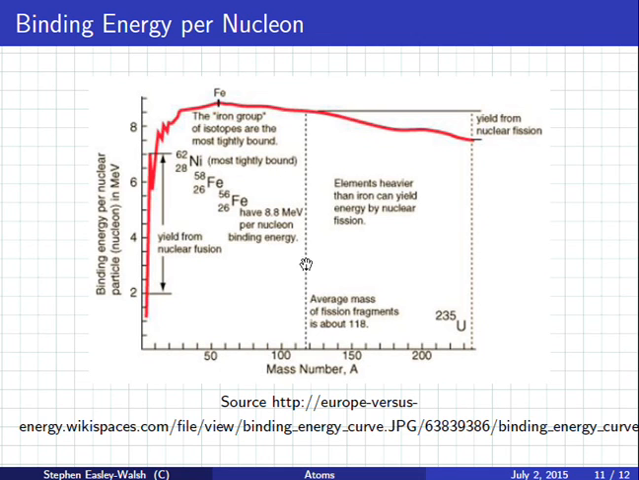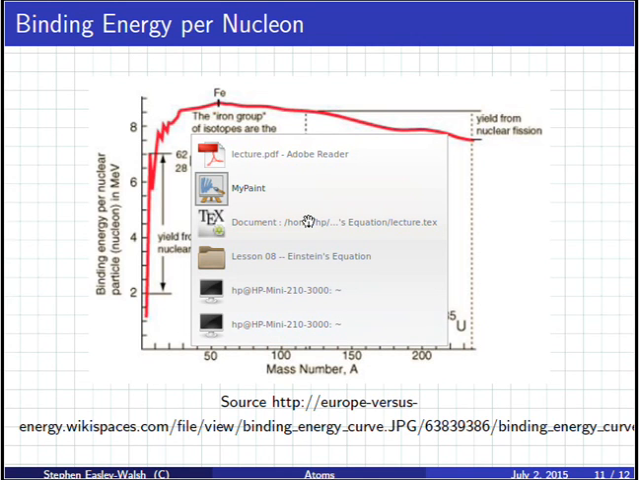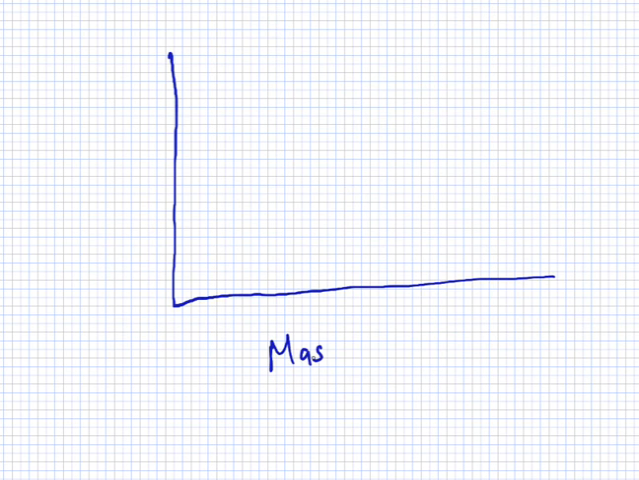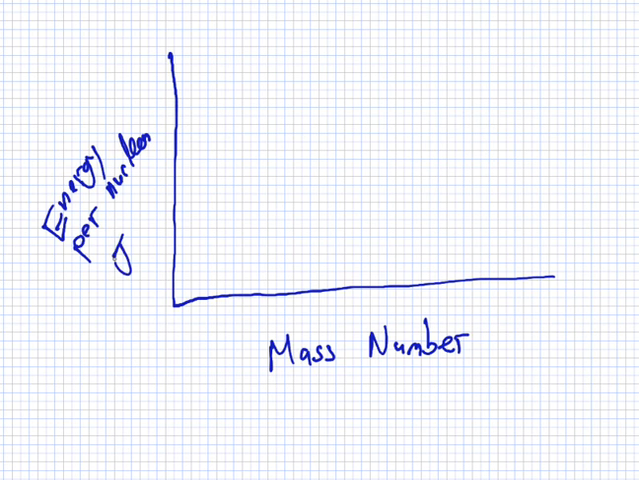Now there's lots of information on this graph, that's not important. What's really important for the exam, because they may ask you to draw this, it's on the syllabus. This is what you would need to draw on the exam. Here would be the mass number, and here is the energy per nucleon, and this could be in joules, doesn't matter. And the graph looks like this.